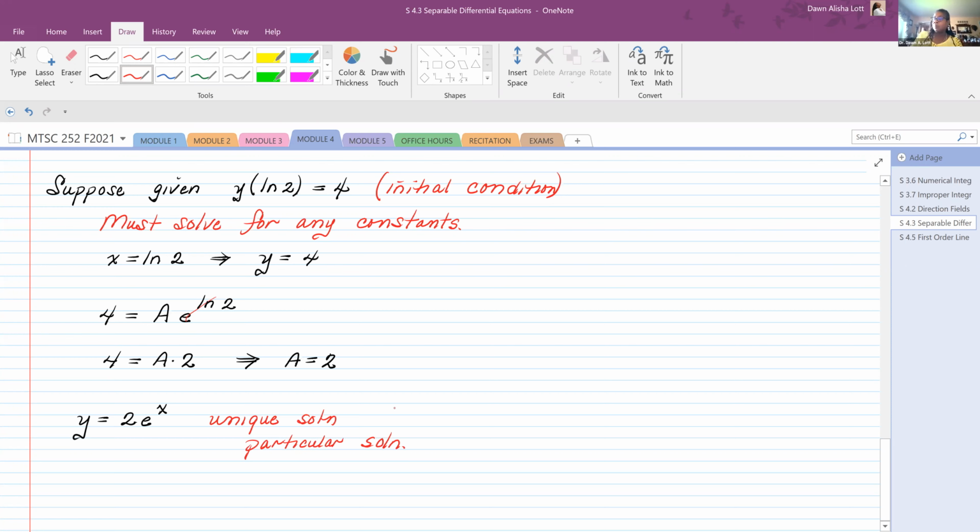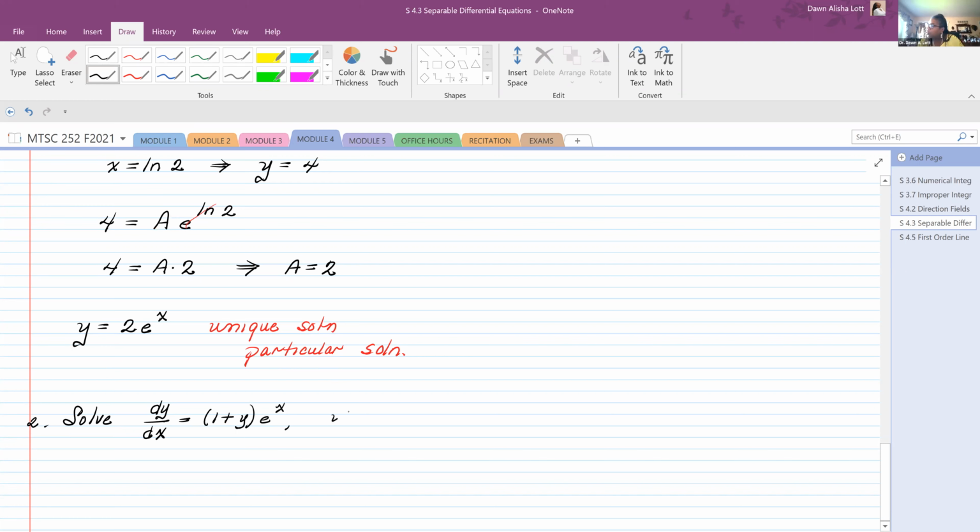Here's another one. Number 2. Solve dy/dx is equal to 1 plus y times e to the x. And the assumption is y is greater than -1. So I don't give you an initial condition. Okay.